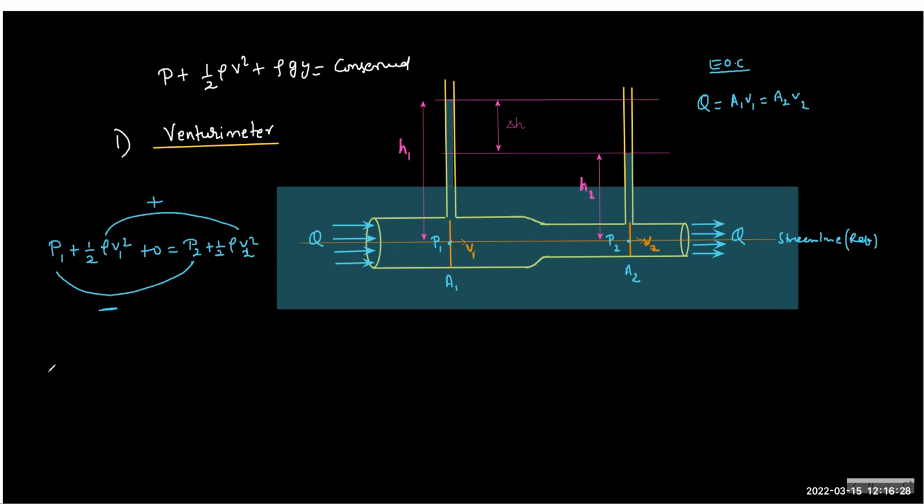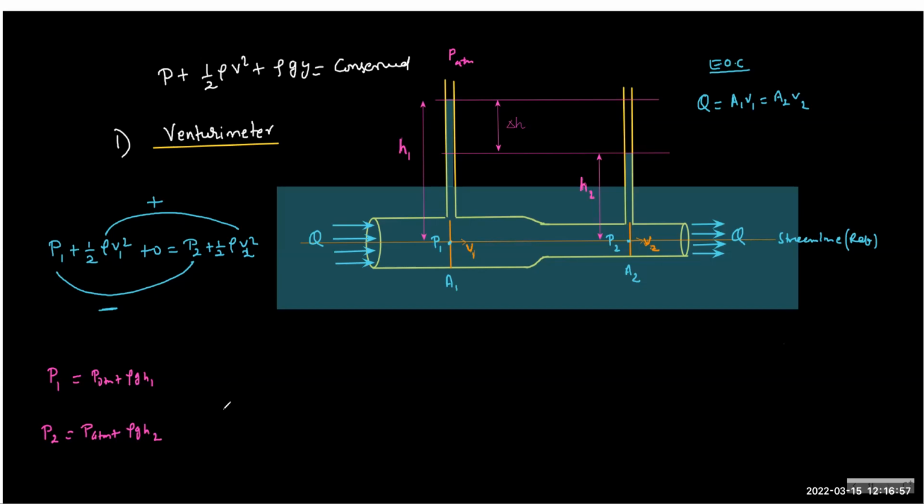So what exactly is P1? We can use fluid statics, because it's a liquid in a tube. So P1 is nothing but P atm plus rho g H1. Is this clear? Let's say P atm is the outside pressure. Similarly, what is P2? P atm plus rho g H2. Is this clear?